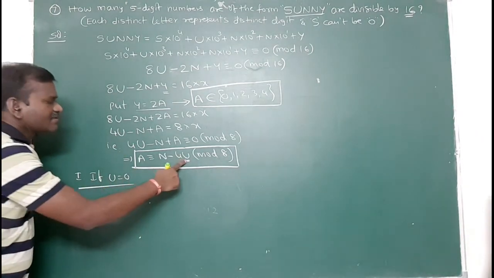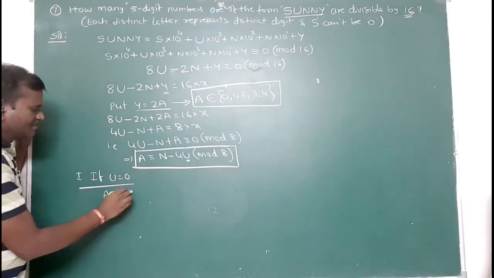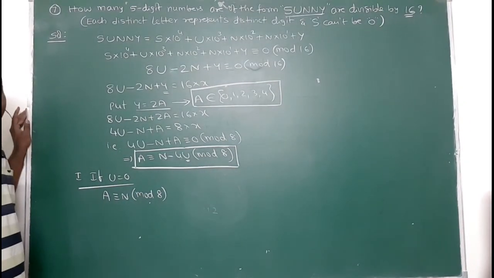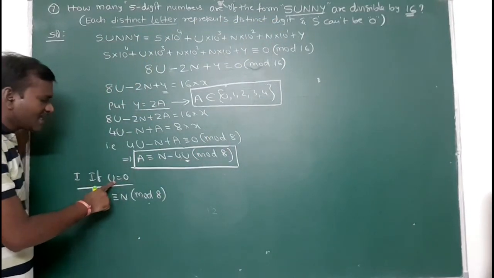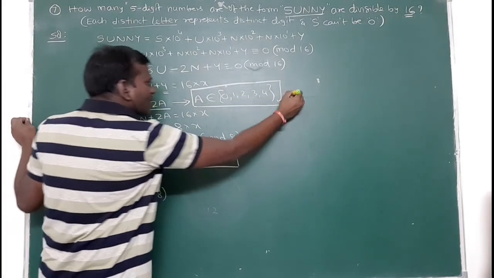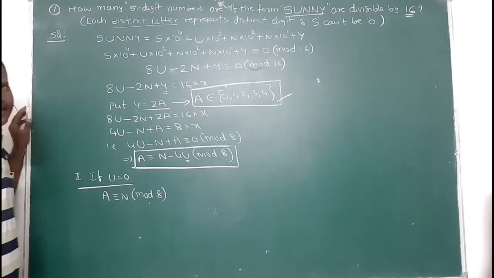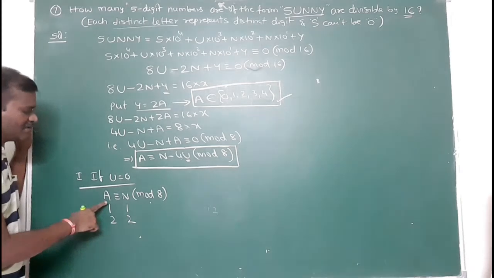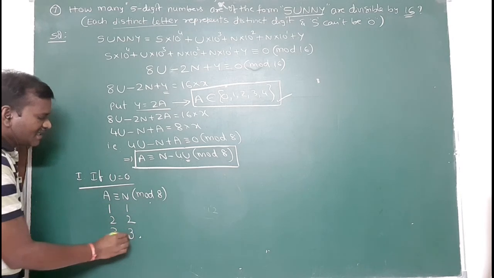If u is equal to 0, then A is congruent to n mod 8. In the given question, each distinct letter represents a distinct digit. So 0 is already used. So A values 0, 1, 2, 3, 4 are possible, but 0 is already used here, so only 1, 2, 3, 4 are possible for A. So 1 means 1, 2 means 2. Why? Because 1 divided by 8, the remainder is 1 only. 2, 2. 3, 3. 4, 4.